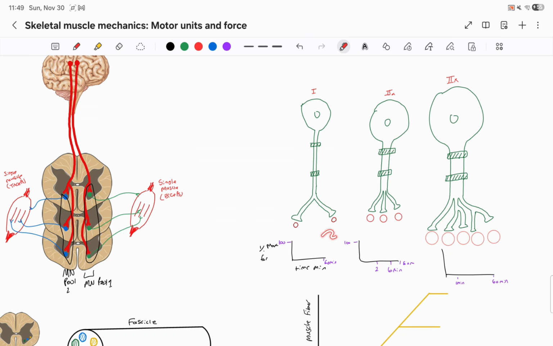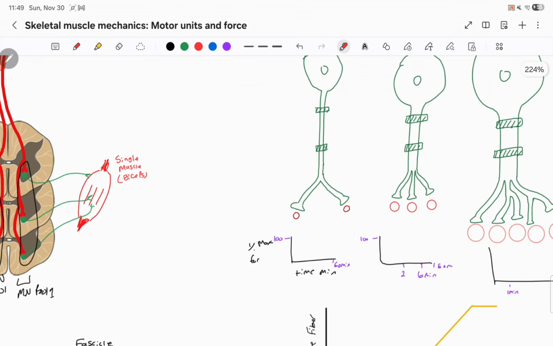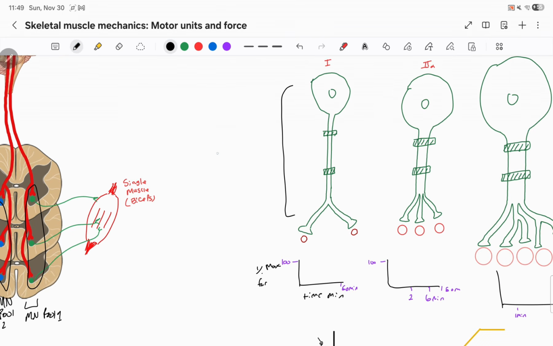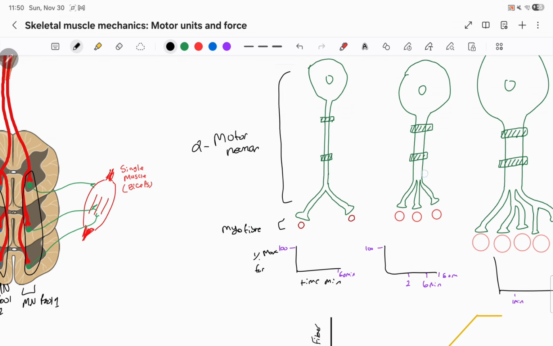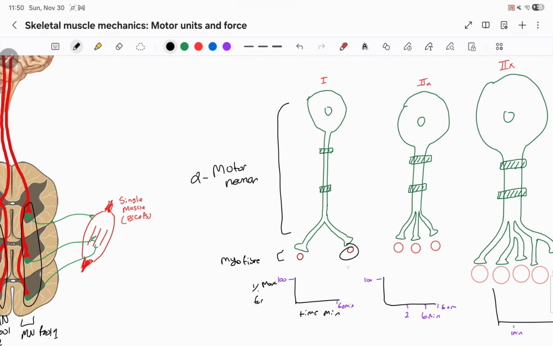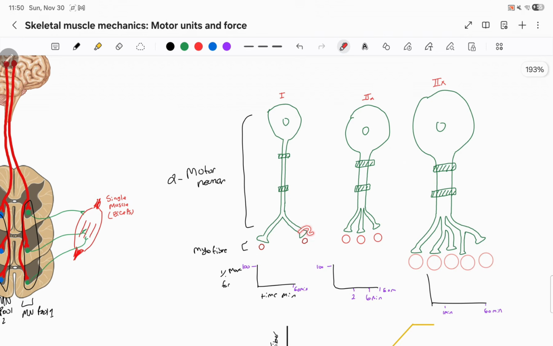Another thing I see is with the type 1 fibers. If I orient you properly, this is a motor neuron, right? The alpha motor neuron. And this is the myofiber. And since this is a type 1, this is a type 1 myofiber. What differences do you see between this myofiber and all the other myofibers drawn here? Well, a big glaring difference is their size. The type 1 myofiber seems to be smaller than the type 2 myofibers.